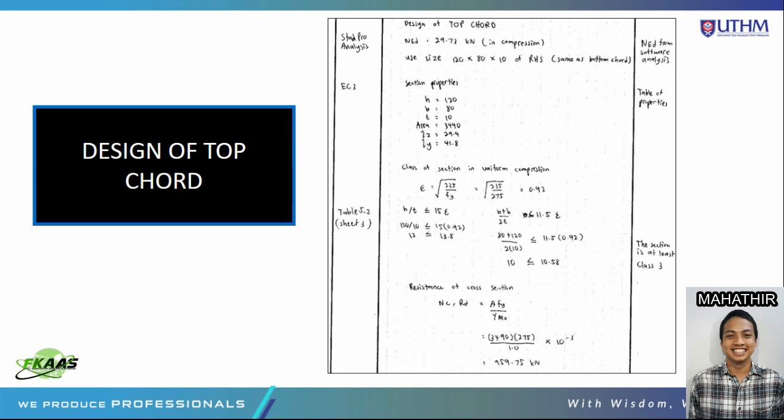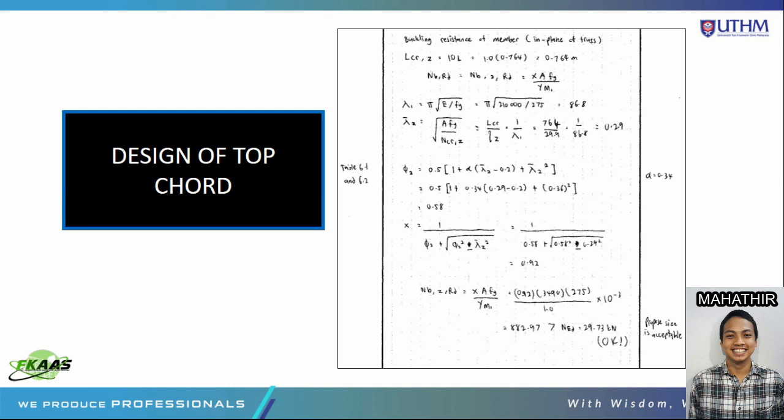Next is the calculation of resistance of cross section, and we proceed to the buckling resistance of member. The length system is calculated, and next is for the design buckling resistance of member, NBRD, NBZRD. So we calculate the slenderness, we find the value to determine reduction factor. We can refer to table 6.1 and 6.2.